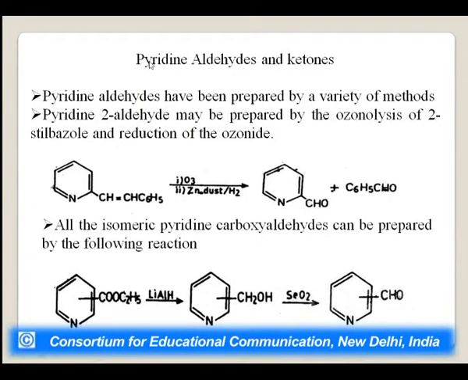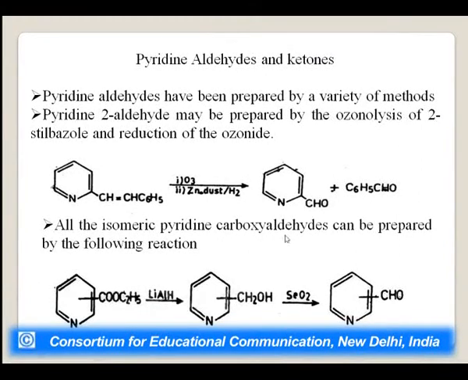Next derivatives of pyridines are pyridine aldehydes and pyridine ketones, that is, pyridine having an aldehyde group and having a ketonic group. Pyridine aldehydes have been prepared by a variety of methods. Pyridine 2-aldehyde may be prepared by ozonolysis of 2-pyridine stilbene and reduction of the ozonide. You can see this, when reacted with ozone, first of all the ozonide complex will form, followed by reduction with zinc dust, it will give you this kind of aldehydic pyridine at position number 2.